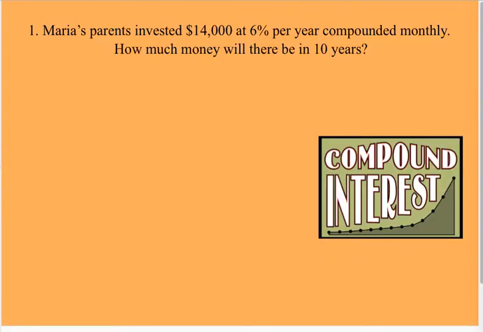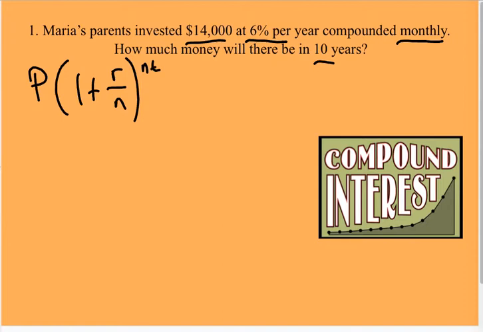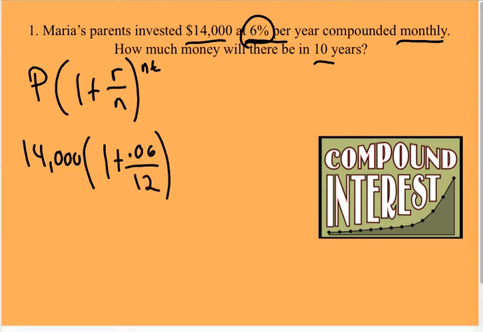All right, so Maria's parents invested $14,000 at 6% per year compounded monthly. How much will there be in 10 years? So P is going to be your 14,000, times 1 plus rate as a decimal, 0.06, over 12 because you're compounded monthly, 12 months in a year, and then N times T is going to be 12 times 10.